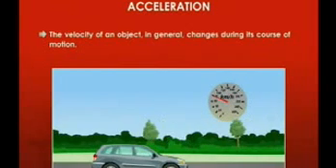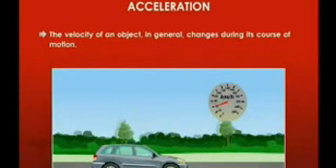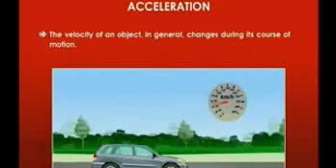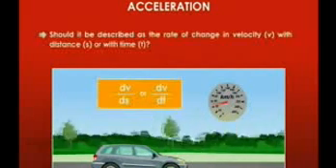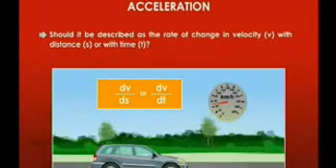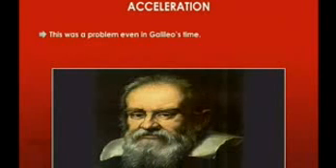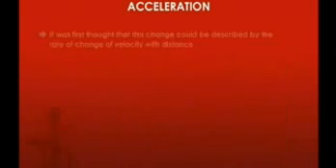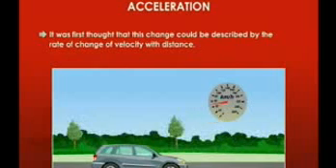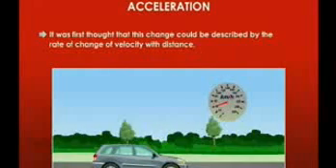We know that the velocity of an object in general changes during its course of motion. But how do we describe this change? Should it be described as the rate of change in velocity with respect to distance or with respect to time? This was a problem even in Galileo's time. It was first thought that this change could be described by the rate of change of velocity with distance.